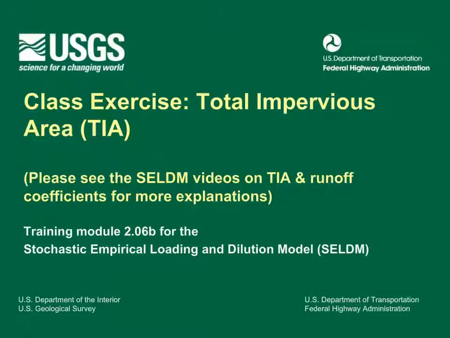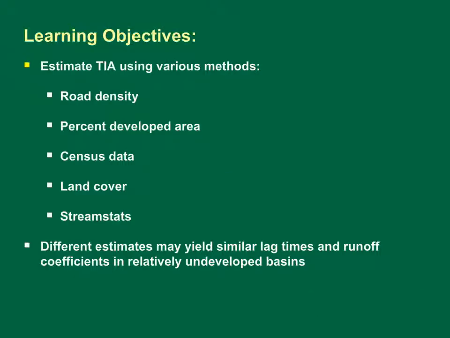It was prepared by the U.S. Geological Survey in cooperation with the Federal Highway Administration. This module has 2 learning objectives. We will explore 5 methods for estimating impervious area, including road density, percent developed area, census data, land cover, and Streamstats. And we will learn that different estimates may yield similar lag times and runoff coefficients in relatively undeveloped basins.